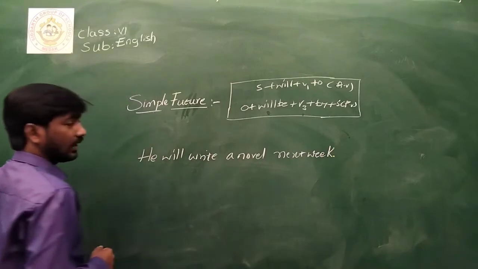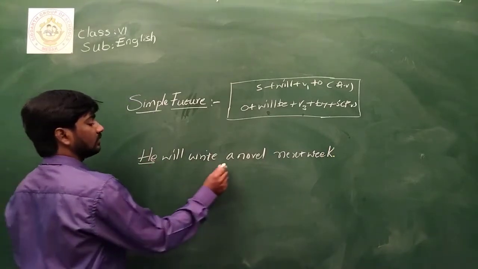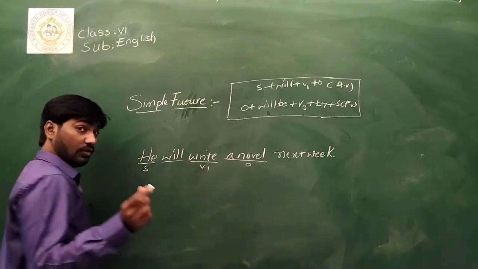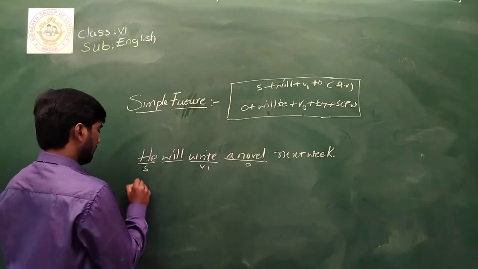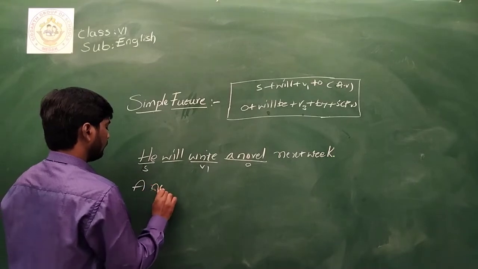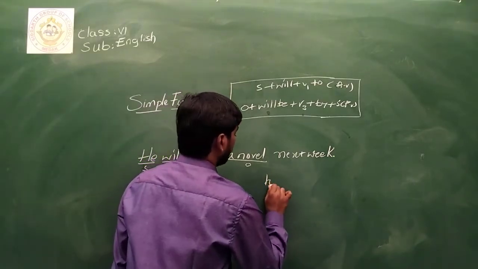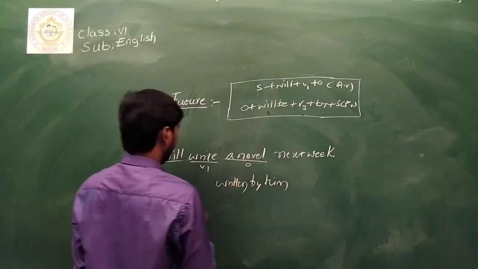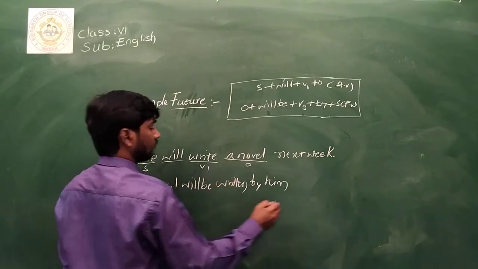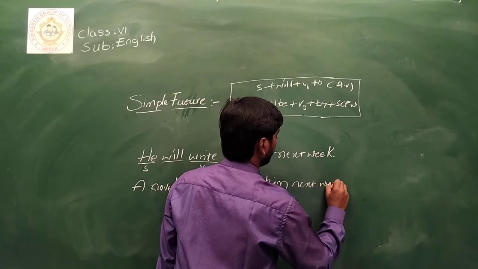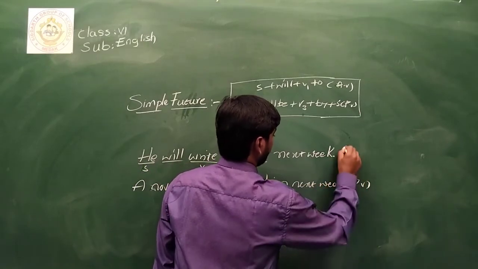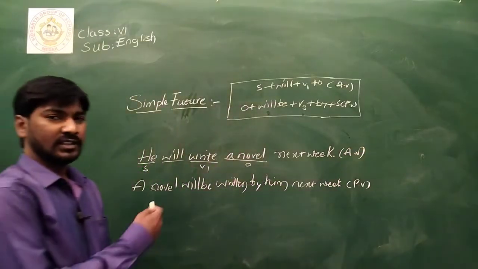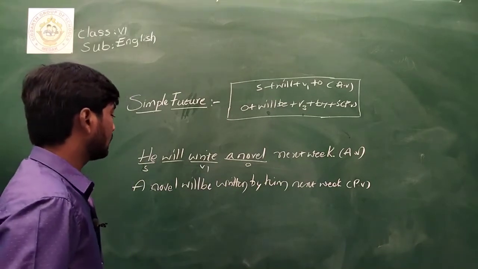He will write a novel next week. Subject, object. You have to be very fast than me. Very fast. Same rule. Change that. A novel. Him. By. Write, wrote, written. Will be. Next week. A novel will be written by him next week. Simple. A novel will be written by him next week.